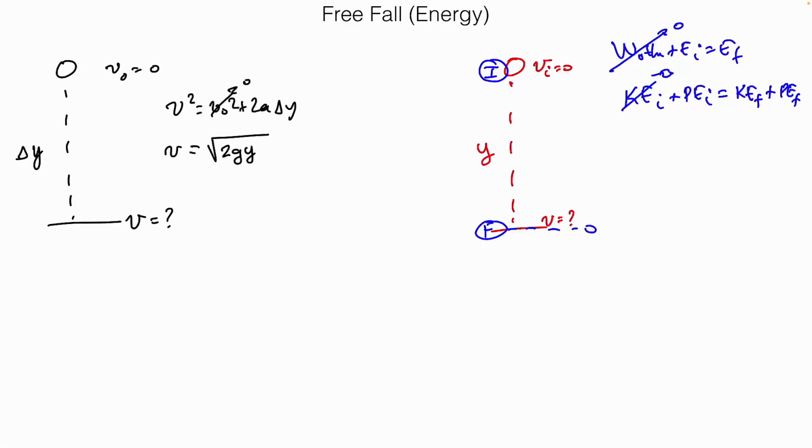Now, does it have kinetic energy right before it hits the floor? Yes. Does it have potential energy at the floor? No. So we'll 0 that one out. Potential energy is mgy. I like h better. And then kinetic energy is 1/2 mv squared. Solve for v. The m's cancel. Multiply by 2. Take a square root. And look what you get.